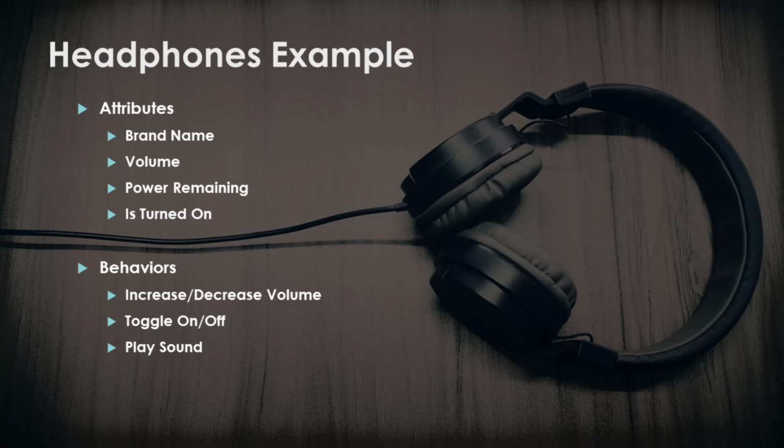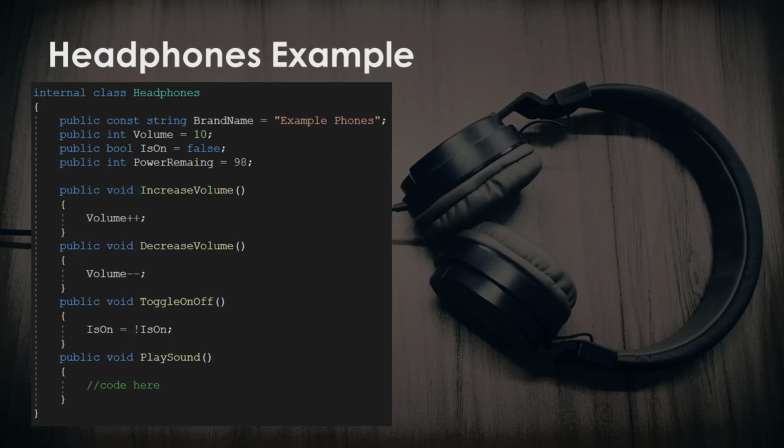If we were to represent that pair of headphones in a class object, we might get something that looks like this. Up at the top, we have all four of our attributes: brand name, volume, is on, and power remaining. We also have our four behaviors: increase volume, decrease volume, toggle on off, and play sound. So the headphones class that you can see is a pretty good representation of how you build objects. Just set the attributes and the behaviors, and then you can use that object as you wish in your code.